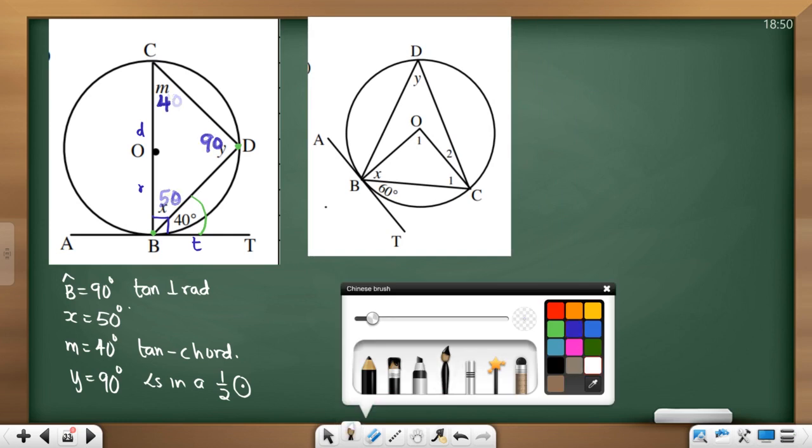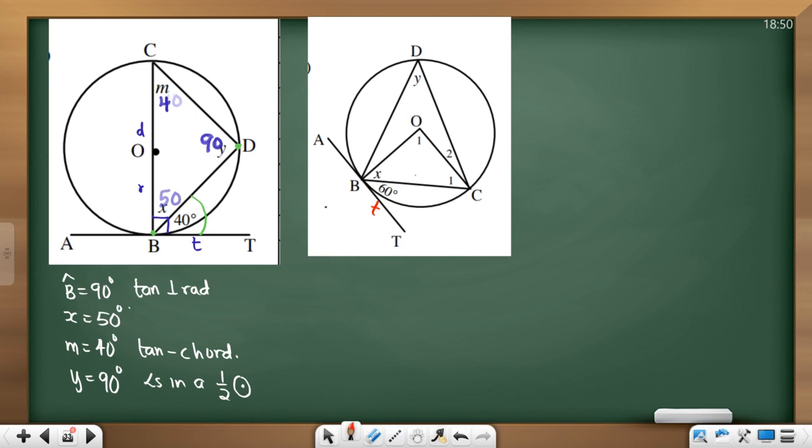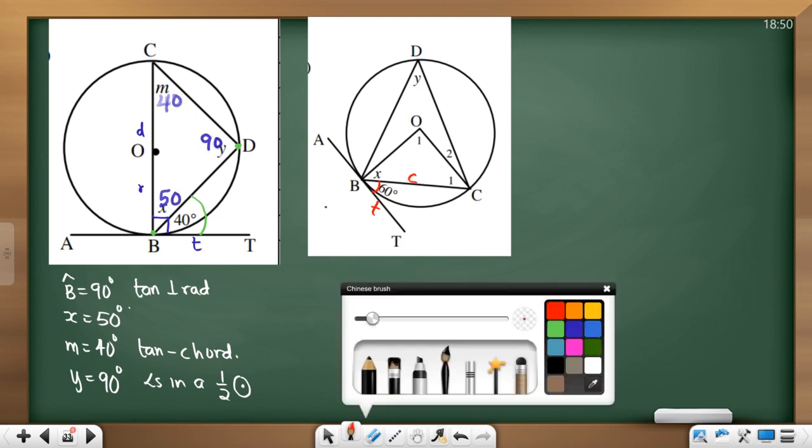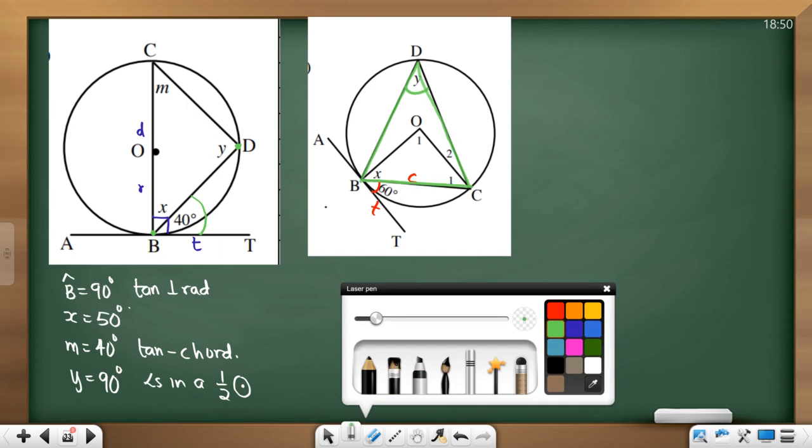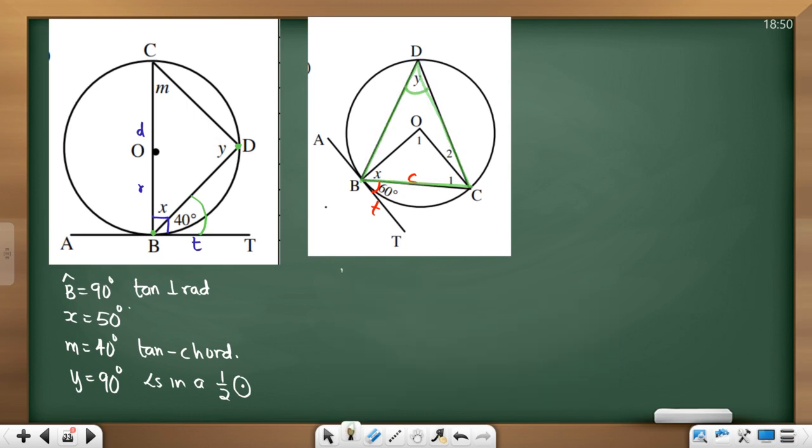All right, let's look at this. What are we looking for? We're looking for x and y. Let's identify. I have a tangent and I have a chord. So this is the angle. Does this chord go somewhere else? Chord BC. Oh, I see that it subtends angle y. So therefore y is equal to 60 degrees. And what's my reason? Tan-chord theorem.